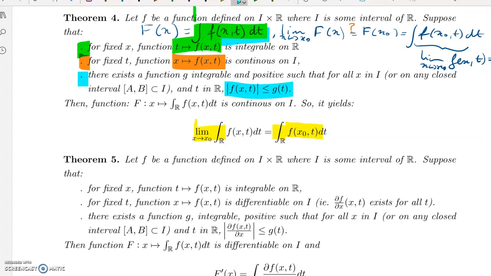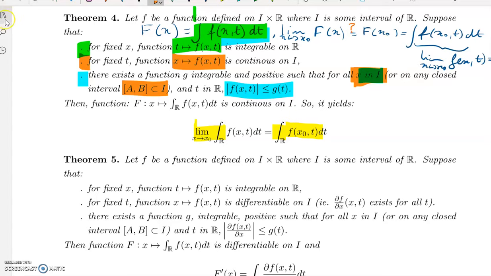So sometimes we have some problem finding the dominating function that is going to work for all x in I, for all values of x that belong to the interval where x has to belong. So we have a slightly less constraining hypothesis to check. We just have to check that it is true for any closed and bounded interval that is included in I.